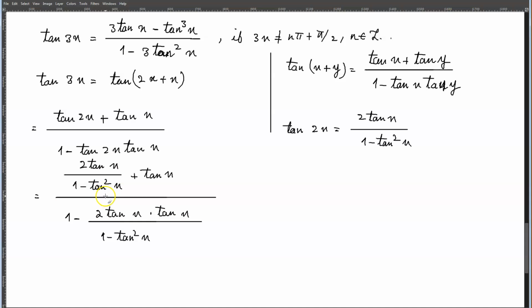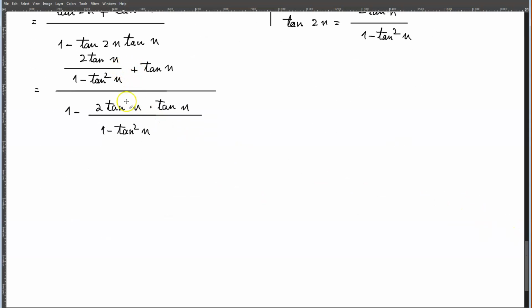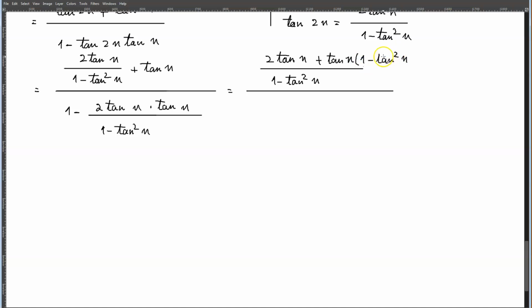Now what we can do is first add all of these together, I suppose. So we need to simplify a little bit, meaning that I can take the LCM as 1 minus tan squared x, and over here I have 2 times tan x plus tan x times 1 minus tan squared x. Right, so that is that. And then in the denominator, I have 1 minus tan squared x, and over here, 1 times 1 minus tan squared x, minus this thing over here, which is 2 tan squared x.